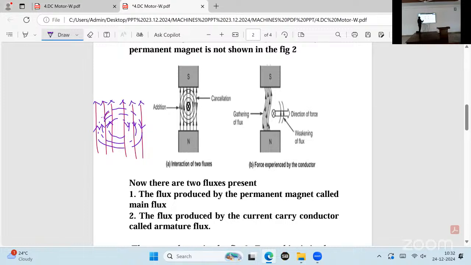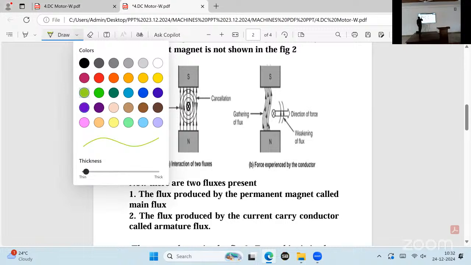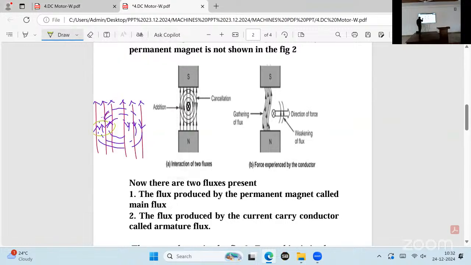Observe the diagram very carefully. This flux and this flux are in the same direction on the left side, main flux and armature flux. See the direction, clockwise. This is also main flux, north pole to south pole. Both are in the same direction, helping each other. Adding 3 plus 3, 6. We get more flux on the left side.